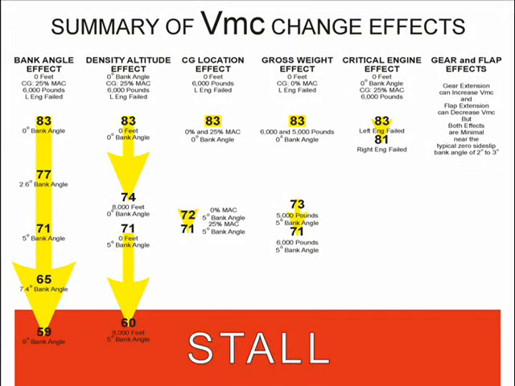Looking at the VMC change effects diagram, we see that two factors can lead to spin entry if airspeed is allowed to deteriorate into the stall region. These factors are maintaining heading with increasing bank angle after an engine failure, or maintaining heading with a moderate bank angle at high density altitude. Both of these factors cause large side slip angles that can create a spin entry when airspeed reaches stall speed.